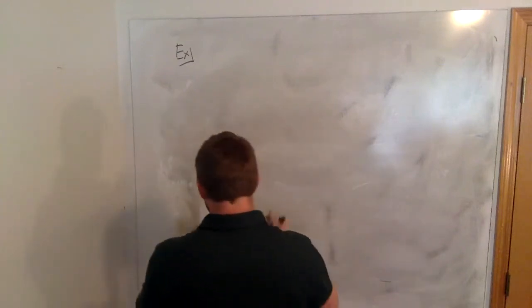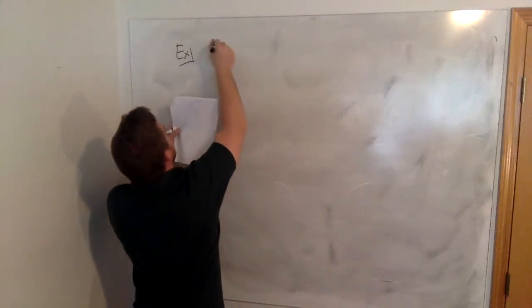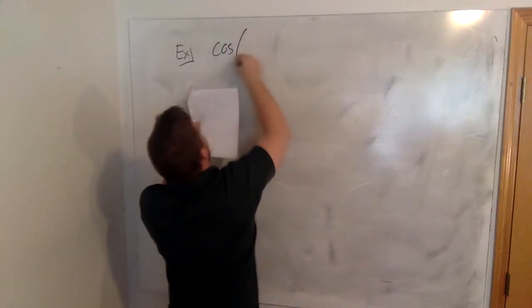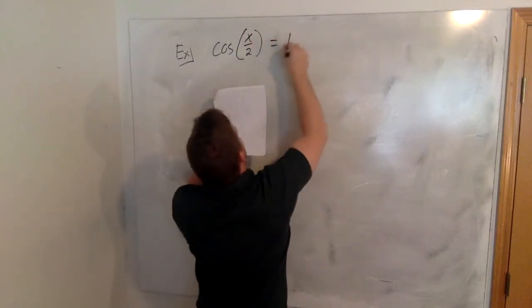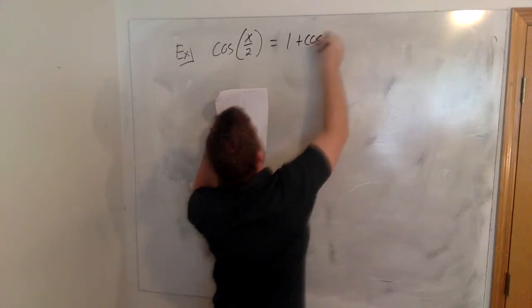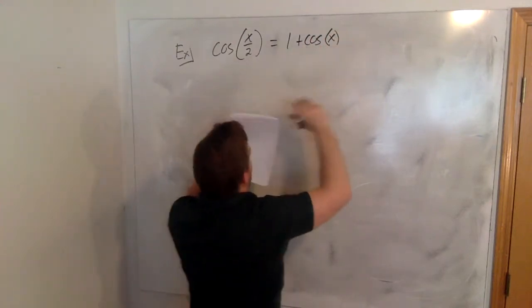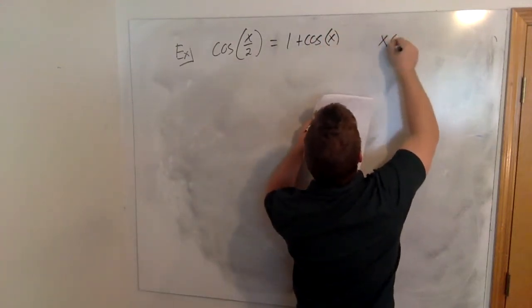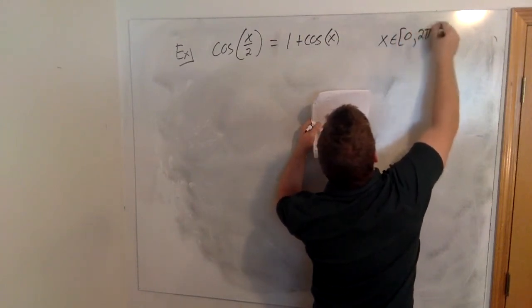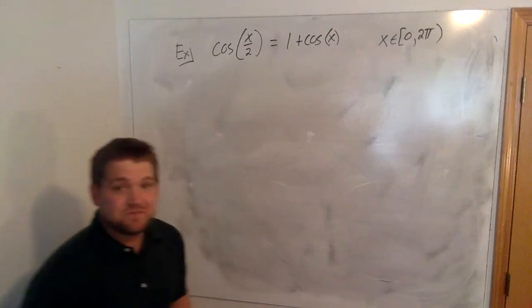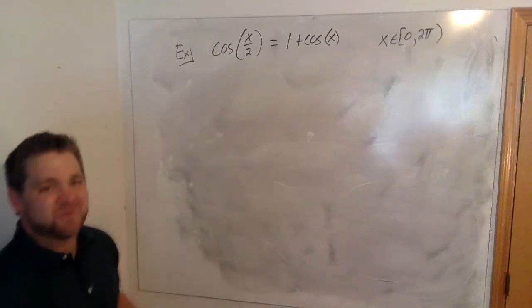Okay, let's say that we have the equation cosine of x over 2 is equal to 1 plus the cosine of x. And let's try to find all solutions to this equation, let's say between 0 and 2 pi. Go ahead and pause the video and maybe give this a shot on your own before we do it together.